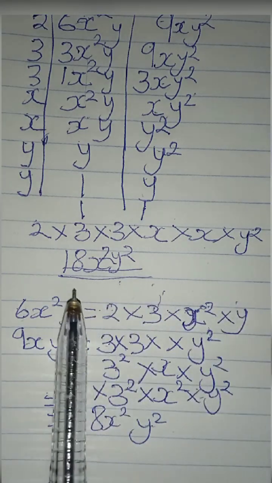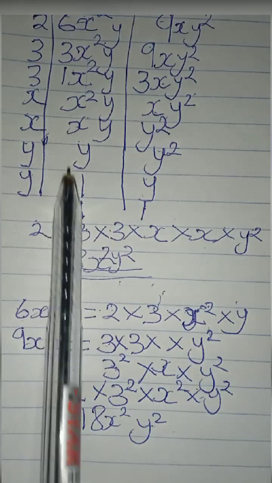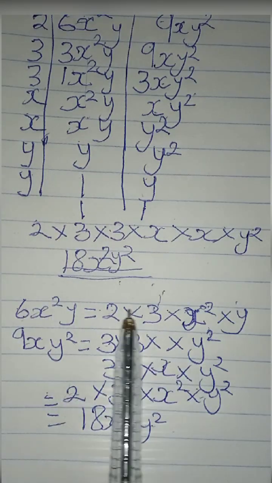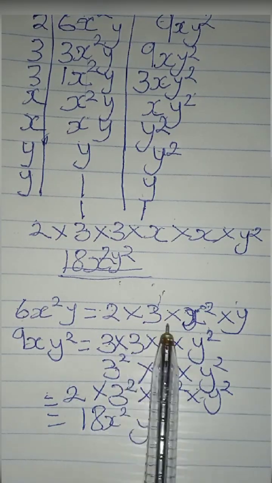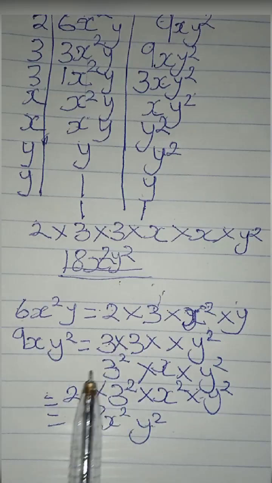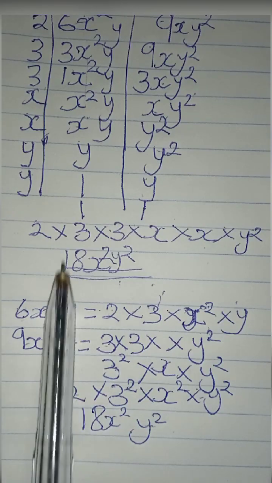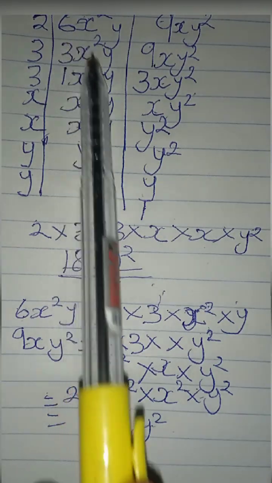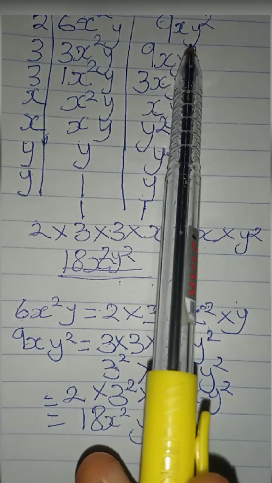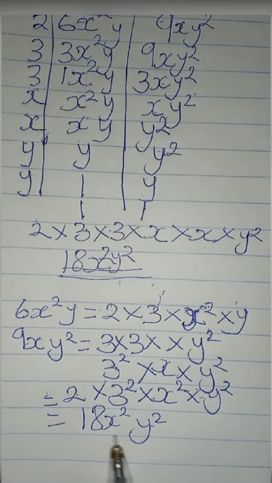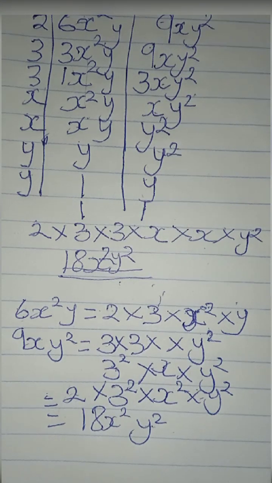If there are some cases that will be complicated, that will not be easy to divide, you have to express it as a product of their factors to find the LCM. So the LCM of 6x squared and 9xy squared is 18x squared y squared. Now let's look at this.